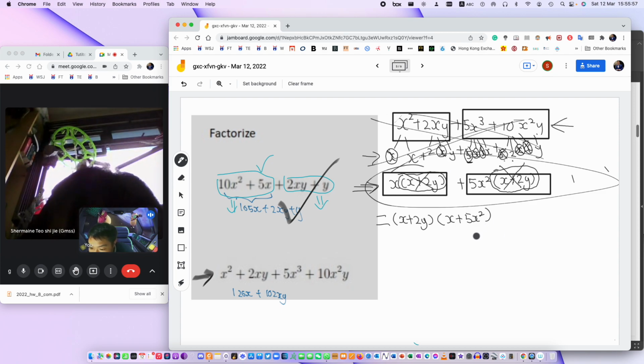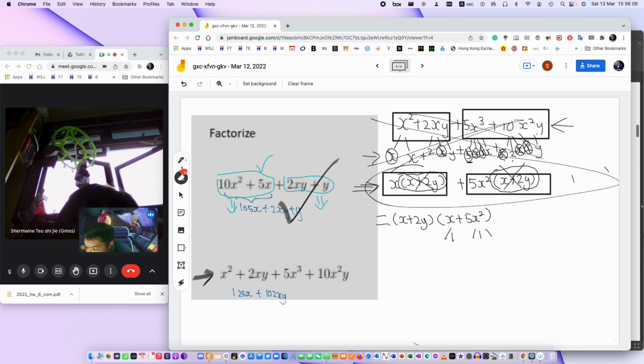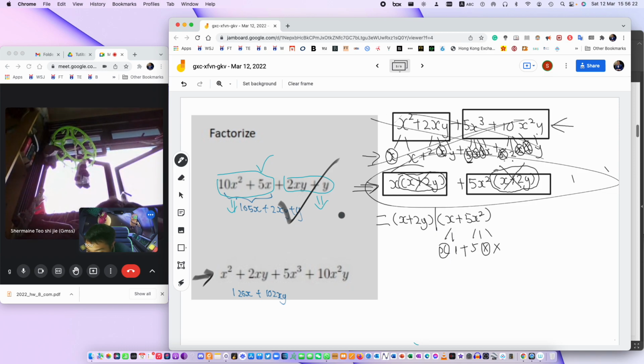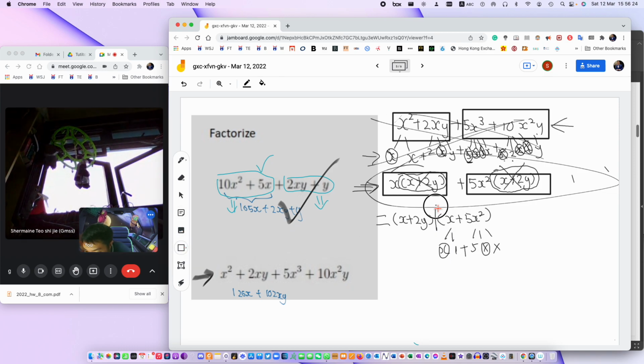I think I still see opportunity here. Why? X I can split to X and 1. Here I can split to 5X and X. So can you see that X is common? Yeah. So continue. For this one you need to continue. For this one you need to continue.